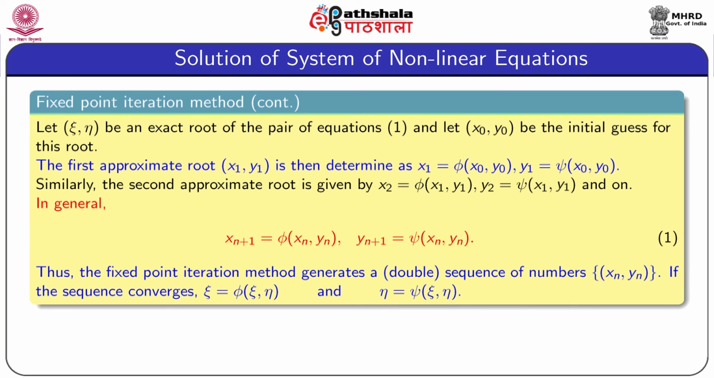Thus, the fixed point iteration method generates a double sequence of numbers which is represented as (xn, yn), and if this double sequence is convergent to a number, then that number is the exact root of the equations, and these equations should be satisfied by the exact root xi and eta. That means xi equal to phi(xi, eta) and eta equal to psi(xi, eta).